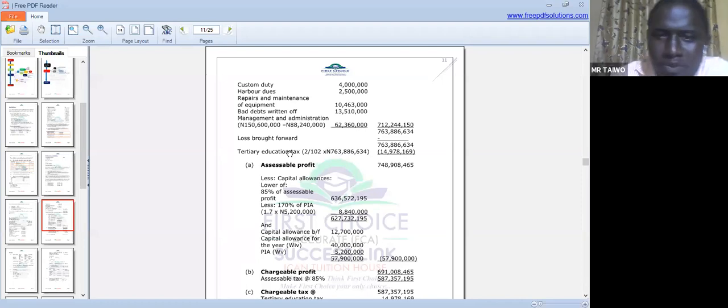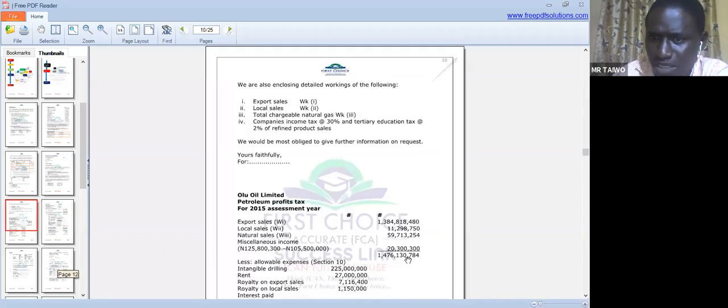Now look at it. We have left all these expenses, but we have not left the tertiary education tax. Now, if there is any loss buffer, please less it. You now get this. Now, to get the tertiary education tax, it will be 2/102 of all the income minus other expenses aside from the education tax. It means that all the income we have been getting, look at the income, 1,476,000,000, less all these expenses we identified.